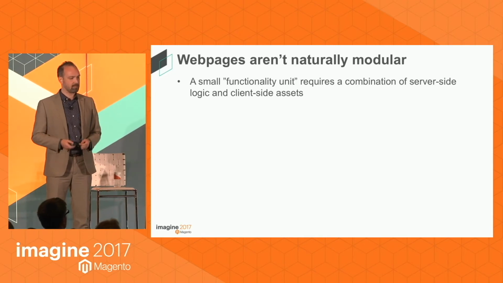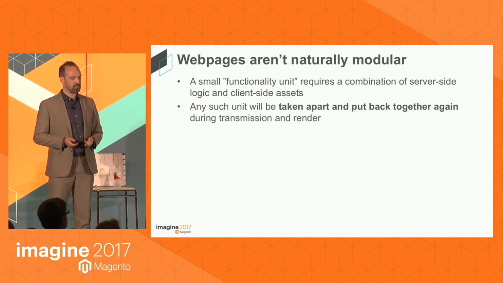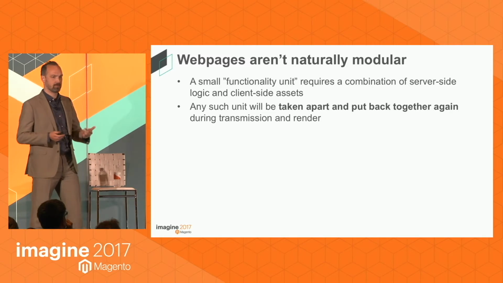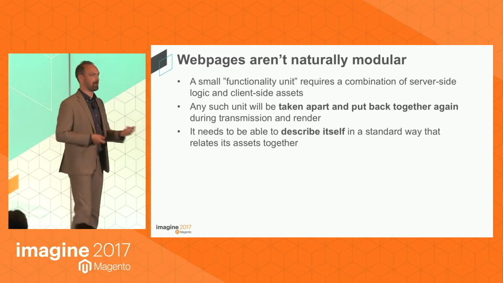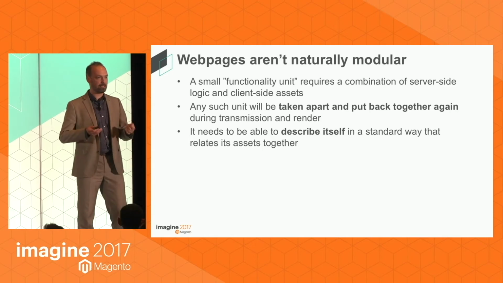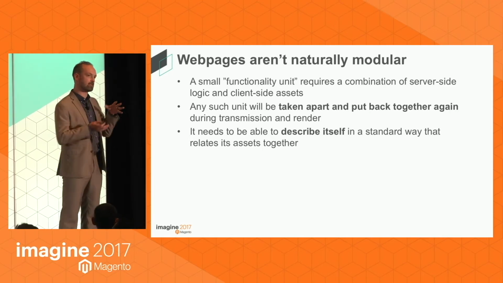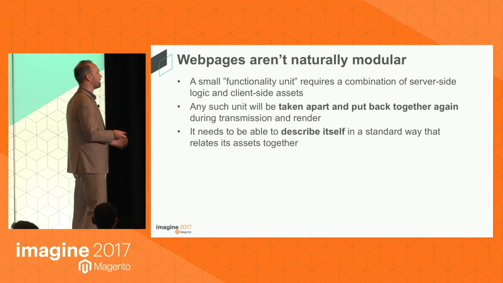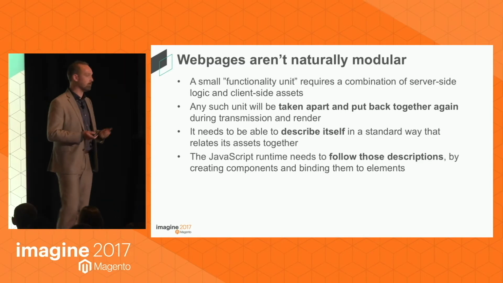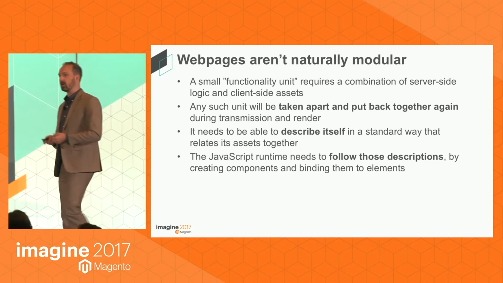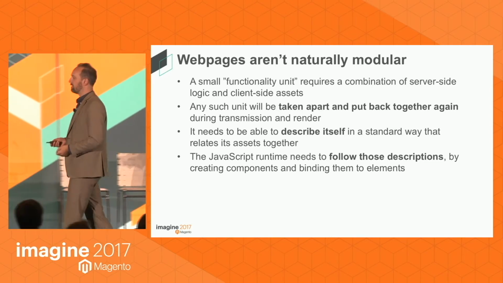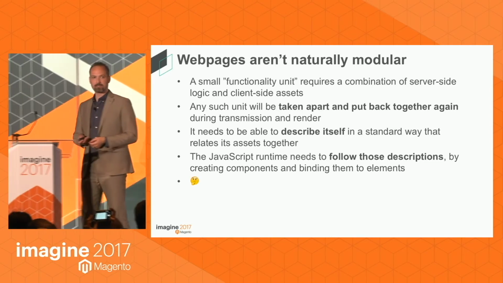A small functionality unit needs a combo of server logic and client-side things. Any unit is going to be taken apart and put back together on the way, just like a Star Trek transporter or an IKEA flat pack. So it needs the instructions. It needs to be able to describe itself in a standard way that relates its assets together. So the JavaScript runtime needs to follow these descriptions when it loads up the components and binds nodes to each other. And, is this starting to remind you of anything?